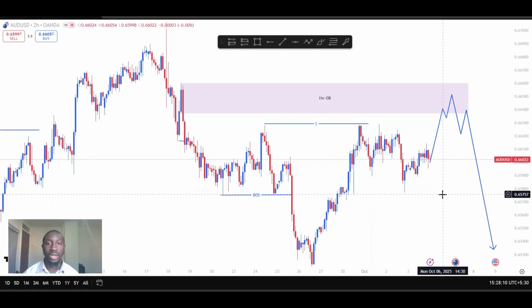Okay, the time frame to check your change of character is about 1 hour. Maybe like 30 minutes, 45 minutes, 15 minutes in most cases, but I prefer 45 minutes, 1 hour, 2 hours. A good clear change of character before I'm going to take my setup.